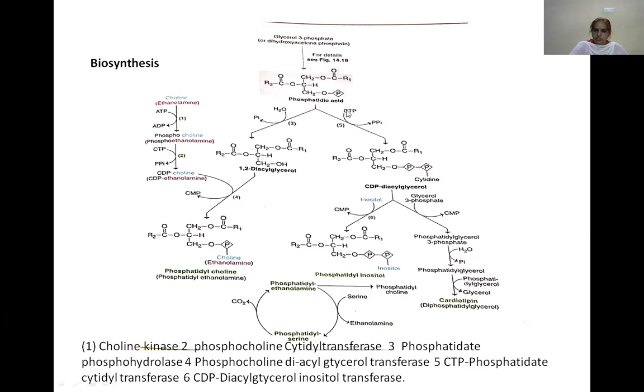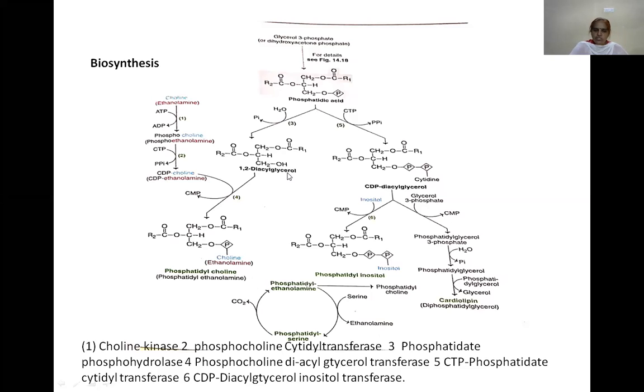This phosphatidic acid is involved in the synthesis of phospholipids. So phosphatidic acid undergoes dephosphorylation, producing 1,2-diacylglycerol. This reaction is catalyzed by phosphatidate phosphohydrolase.